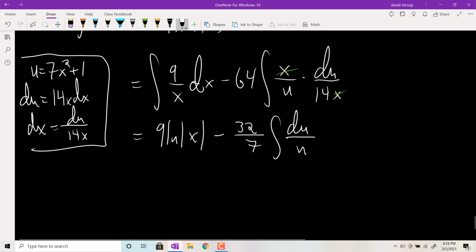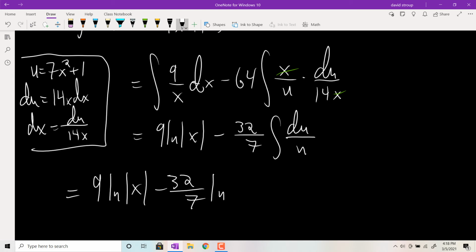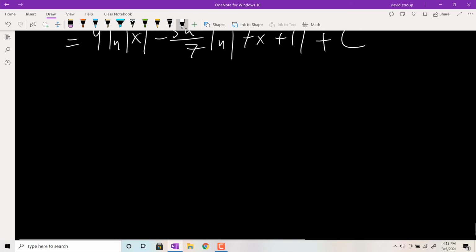A lot of natural logs result when you do these kinds of problems. So it's 9 ln absolute value of x minus 32 sevenths ln absolute value of u. Let's go ahead and back sub. This is 7x squared plus 1, plus your integration constant c. Okay, so that's equating coefficients.